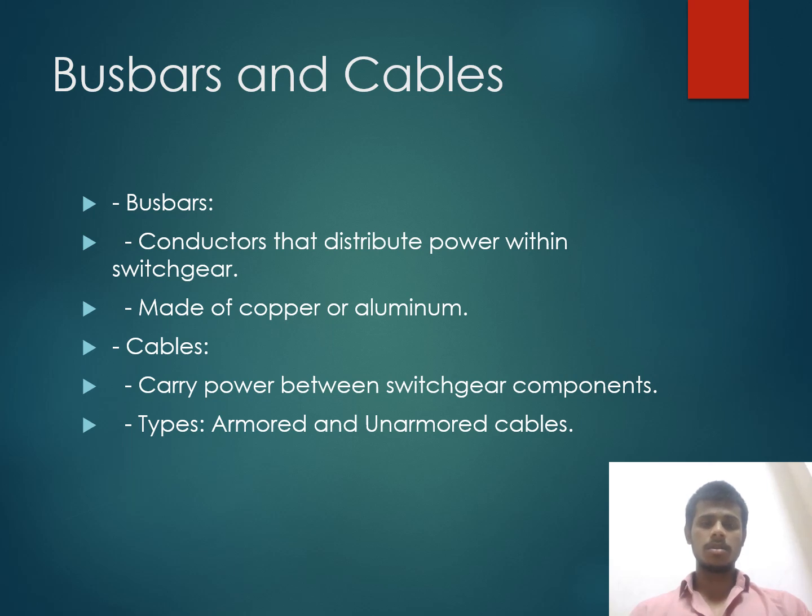Bus bars and cables. Bus bars are conductors that distribute power within the switchgear, made of copper or aluminium. The electric voltage is equally distributed, and the critical role is played by the bus bars. Cables carry power between switchgear components. Types: armored and unarmored cables.